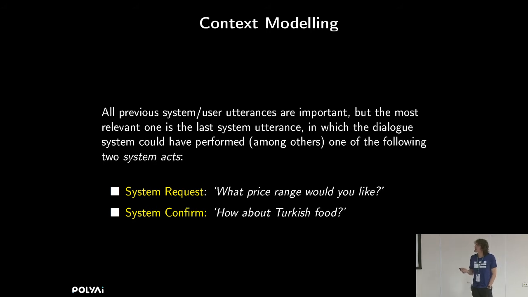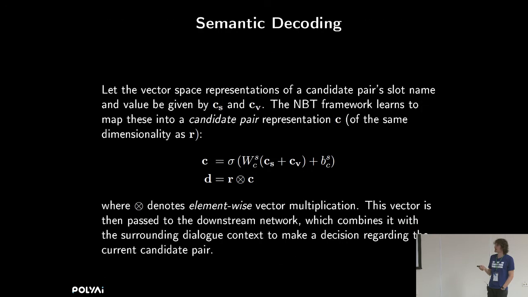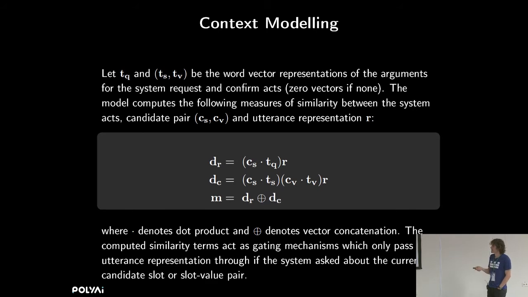And basically what we do here is, for each slot and value pair, if we go back here, we have to check whether they were expressed in the last system act, and they interact here, and finally we get this vector which says, okay, it was system request or it was system confirm, and we combine them. So we do the concatenation, and finally we do a classification model that takes into account this vector as well as the vector from semantic decoding, and combines them into the final binary classification output.